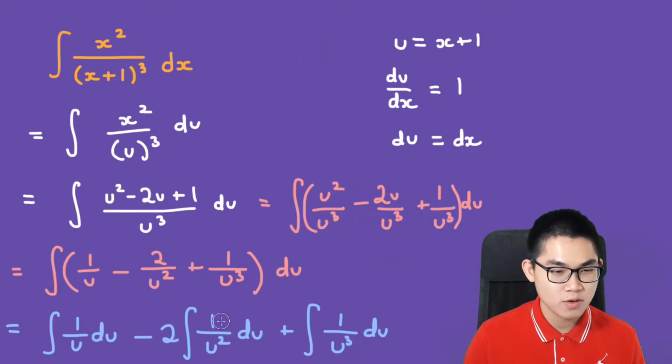Now, instead of writing 1 over u to the power of 2, I'm going to write it as u to the power of negative 2. And same thing over here. This becomes u to the power of negative 3.